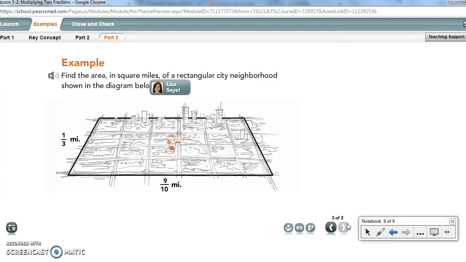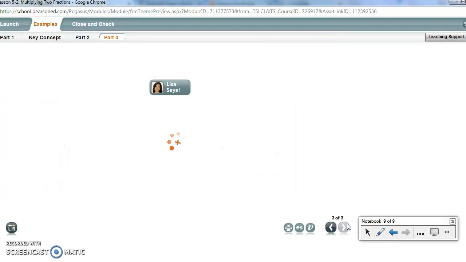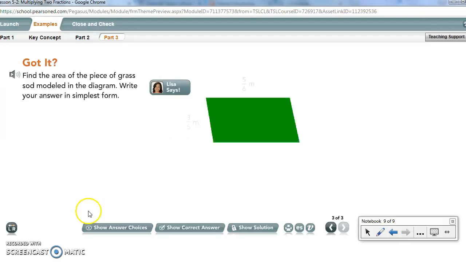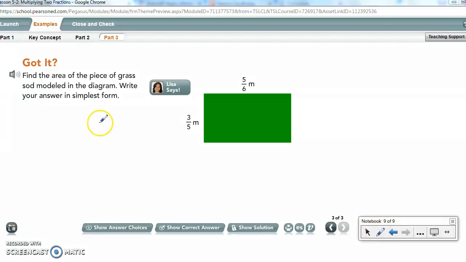Last problem. Find the area of the piece of grass sod modeled in the diagram. Write your answer in simplest form. So if I have 5/6 and I'm multiplying it by 3/5, I'm going to look at my diagonals to start. 3 and 6. Can anything come out of both 3 and 6? Well, yeah, they both have 3 as a factor.